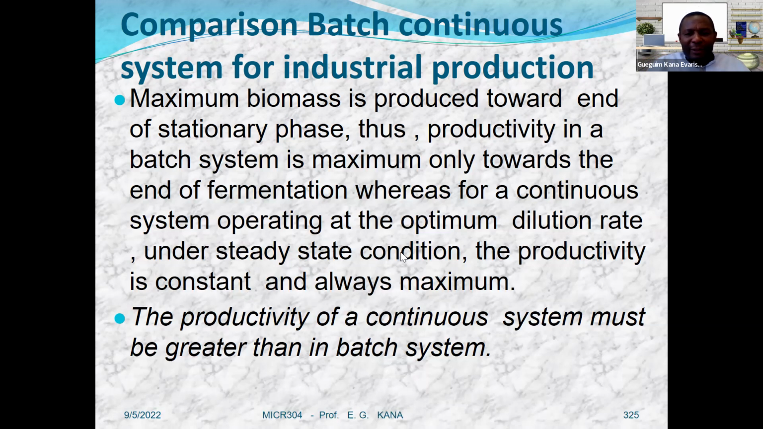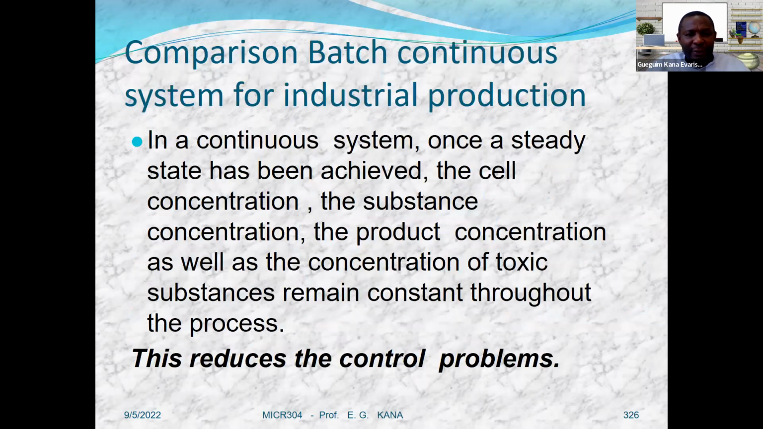If you look at, sorry, we already mentioned this slide, that productivity will always be high in a continuous system once you enter the steady state. Now, here's an additional advantage of a continuous system for industrial production. They said in a continuous system, once the steady state is reached, the cell concentration, the substrate concentration, the product concentration, and even the concentration of toxic substances remain constant.